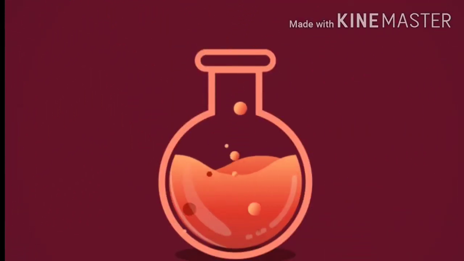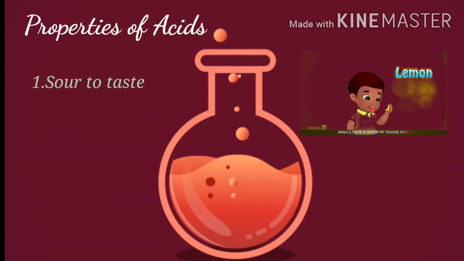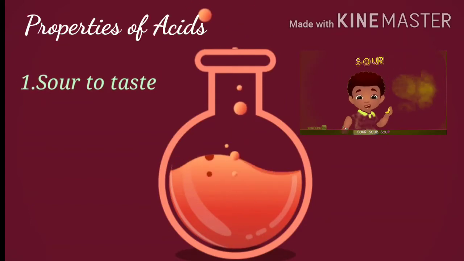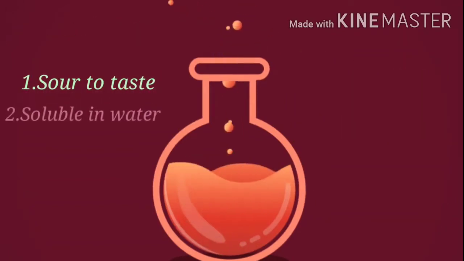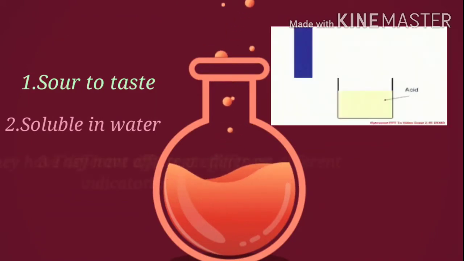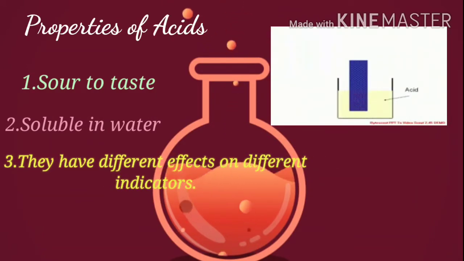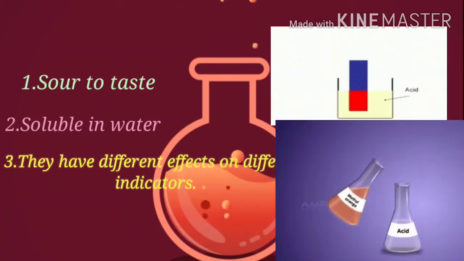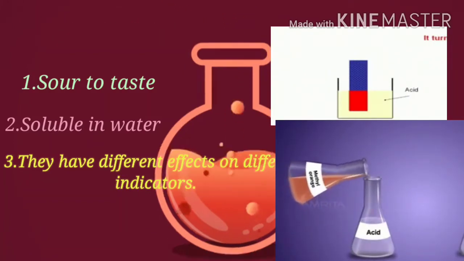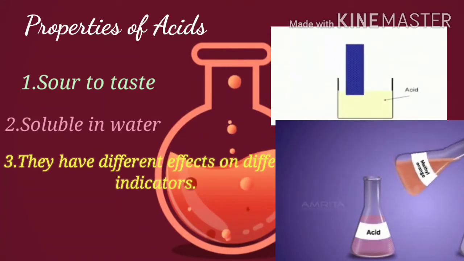Let's learn about some properties of acids. First, it is sour to taste. Second, they are soluble in water. Third, they have different effects on different indicators. They turn blue litmus red and methyl orange pink, but they have no effect on phenolphthalein indicator.